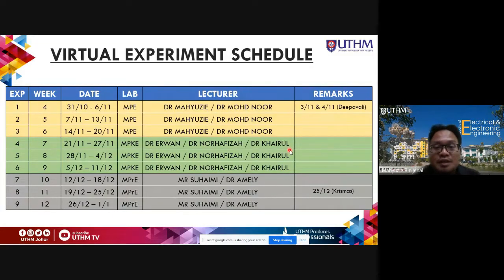So, the visual experiment schedule. This is what we will have throughout the semester. We will start at week number 4, which is 3 weeks from now, followed by weeks 5, 6, 7, 8, 9, 10, 11, and 12. Altogether we're going to have 9 weeks, which is equivalent to 9 experiments. One experiment equals one week, of course.